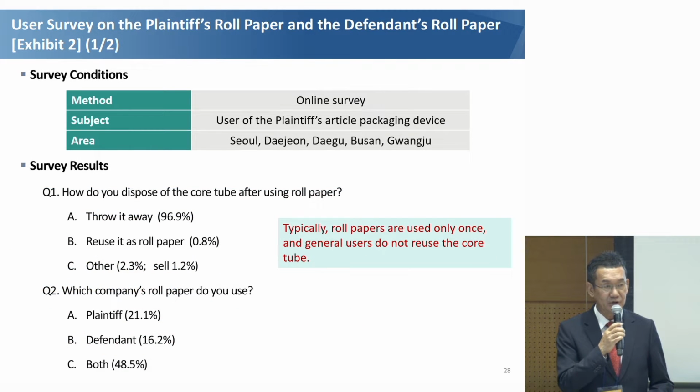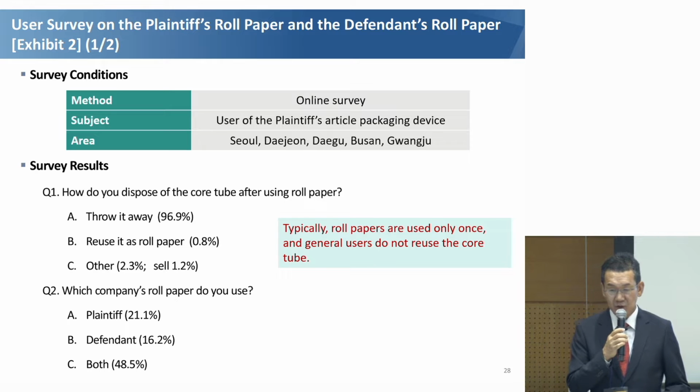Second evidence is the consumer survey. The method: online, subject, and area. And we asked four questions to the consumers. First, how do you dispose of the core tube after using the roll paper? As expected, not surprisingly, more than 90%, 96%, of the consumers replied that they threw it away.